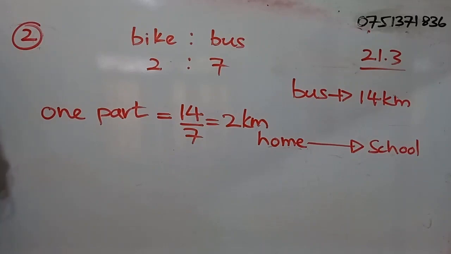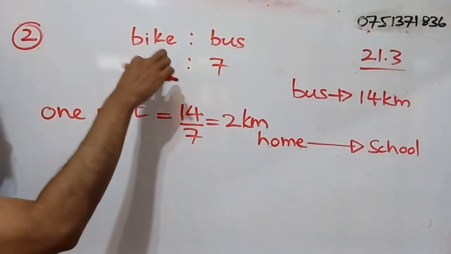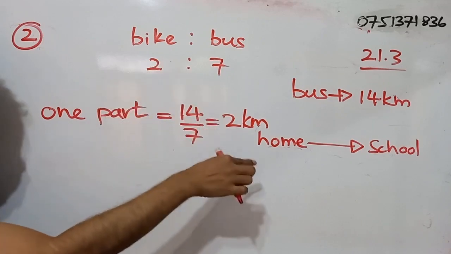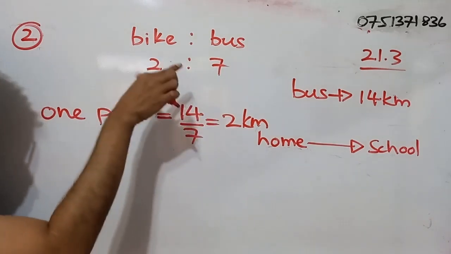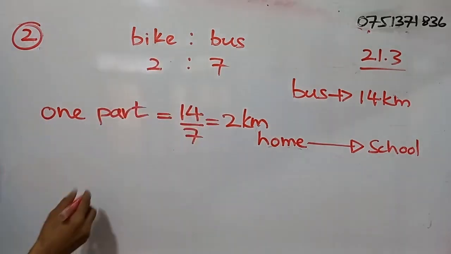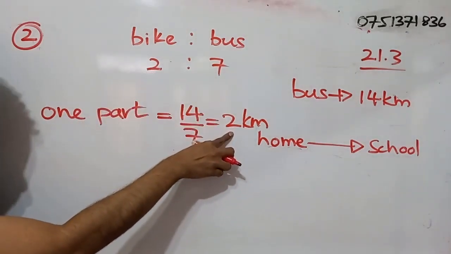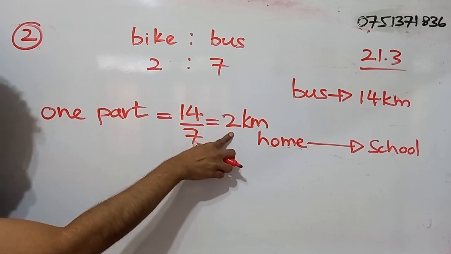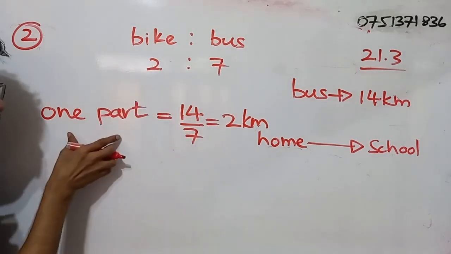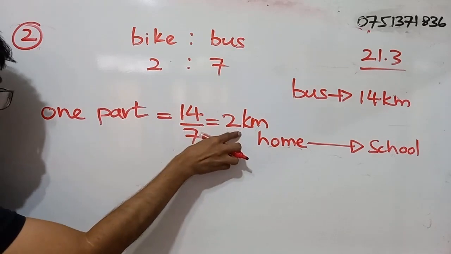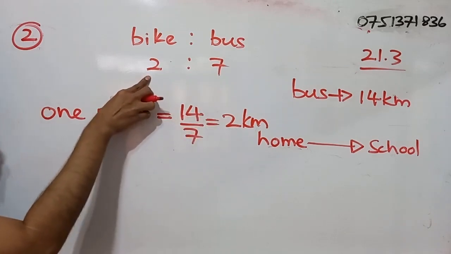Then what is the distance that he used the bike to ride to the bus halt? The distance between the home and the bus halt, what is that? How many parts are there? 2. What is the value of one equal part? 2 kilometers. So one equal part is equal to 2 kilometers. How many equal parts are there? 2.